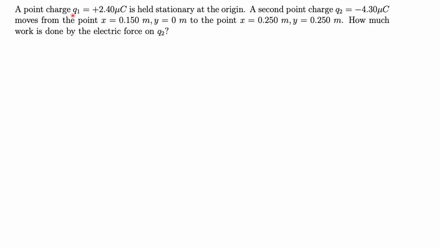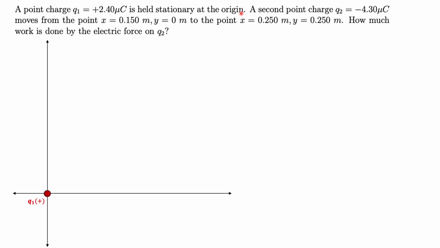Problem reads, we have a point charge Q1 with magnitude 2.40 microcoulomb is held stationary at the origin. So to visualize this problem, you have one like this. This red dot that you are seeing here is your positive 2.40 microcoulomb, and it's located at the origin as is stated by the problem.